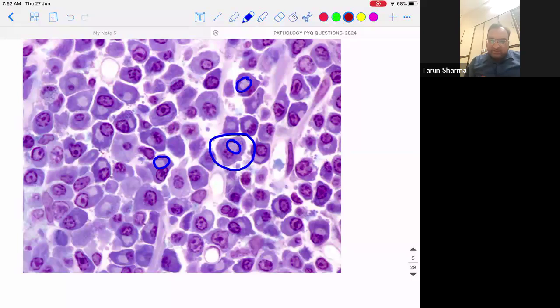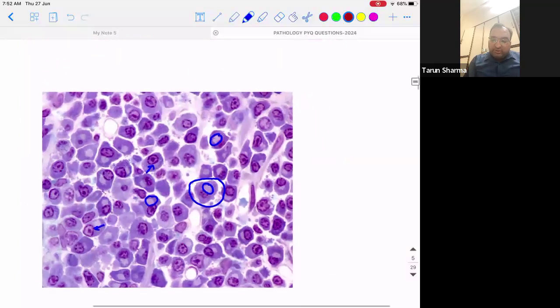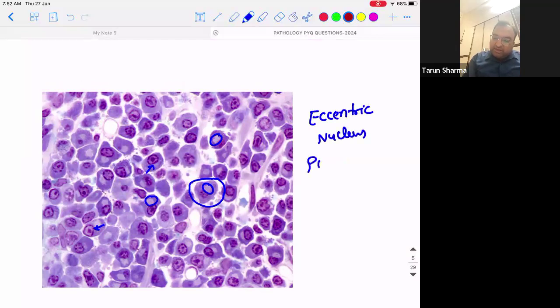What is this thing? Second thing, in every cell you can see that the nucleus has been pushed to the periphery of the cell. There is no centrally placed nucleus. In every cell the nucleus is pushed to the periphery of the cytoplasm. So the nucleus is eccentric in every one of these cells. So only these two features can give you the clue about what these cells are: eccentric nucleus and perinuclear halo or clearing.